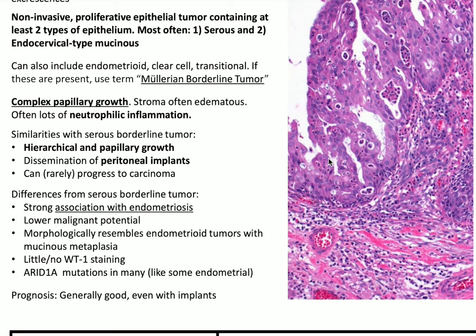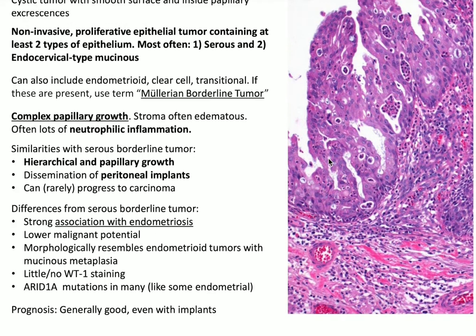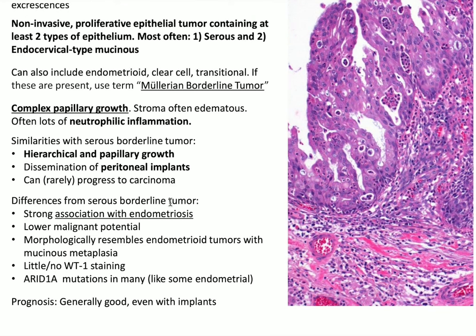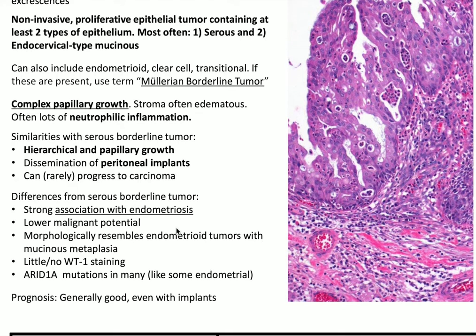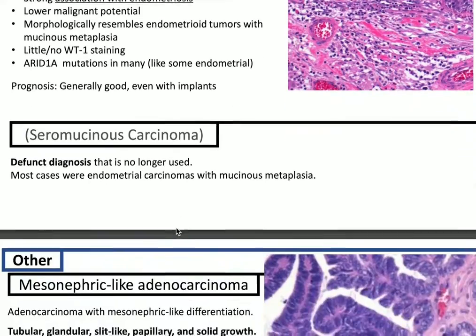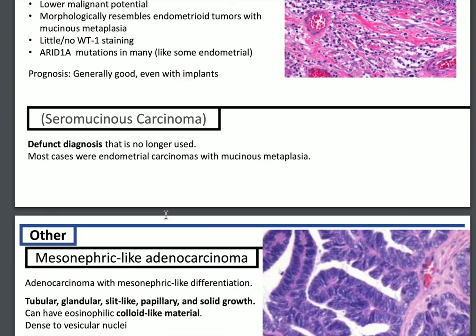And there are similarities with serous borderline tumor, where you'll have hierarchical and papillary growth, you can have dissemination of peritoneal implants, and can rarely progress to carcinoma. And differences from your serous borderline tumor is its strong association with endometriosis, lower malignant potential, morphologically resembles endometrioid tumors with mucinous metaplasia, little to no WT1 staining, and ARID1A mutations in many. And the prognosis is generally good, even with implants. Seromucinous carcinoma is now a defunct diagnosis that is no longer used. Most cases were in fact endometrial carcinomas with mucinous metaplasia.